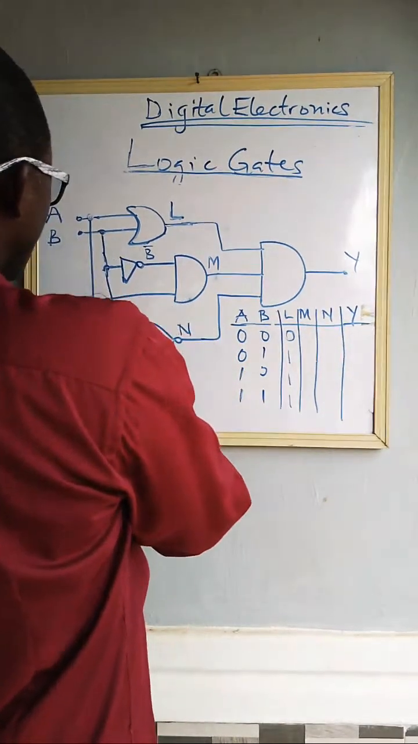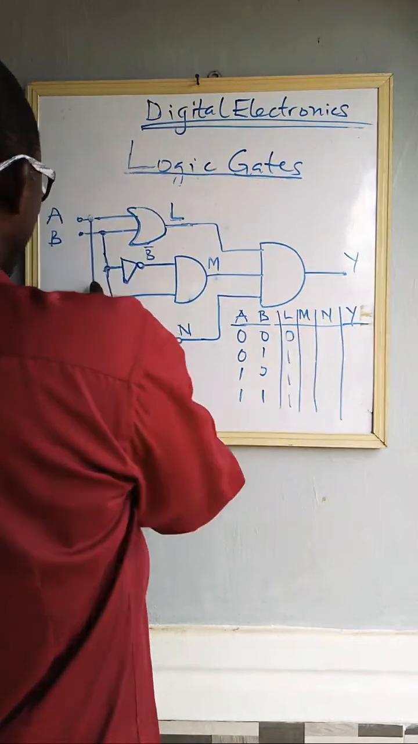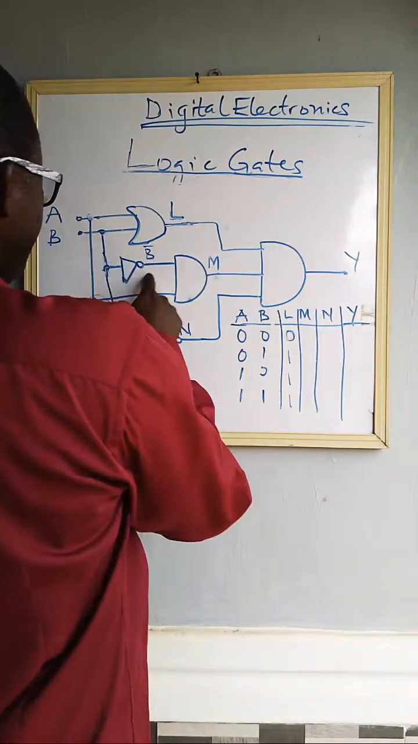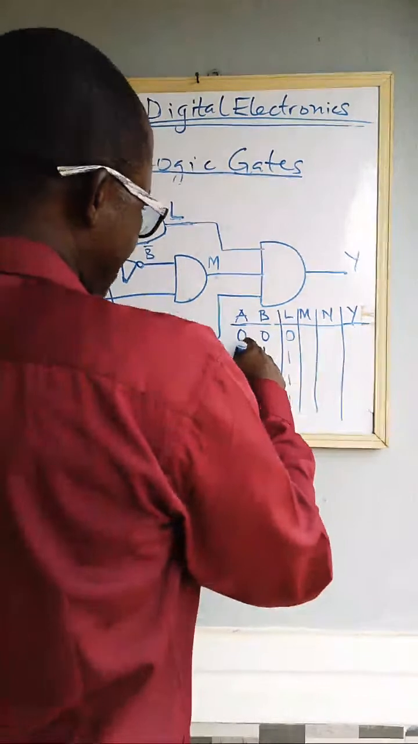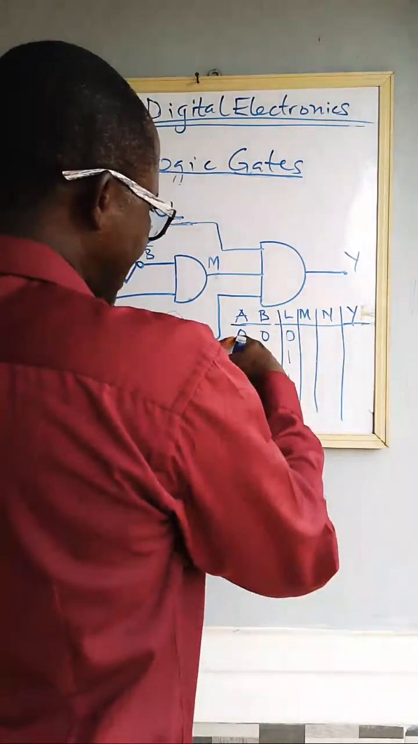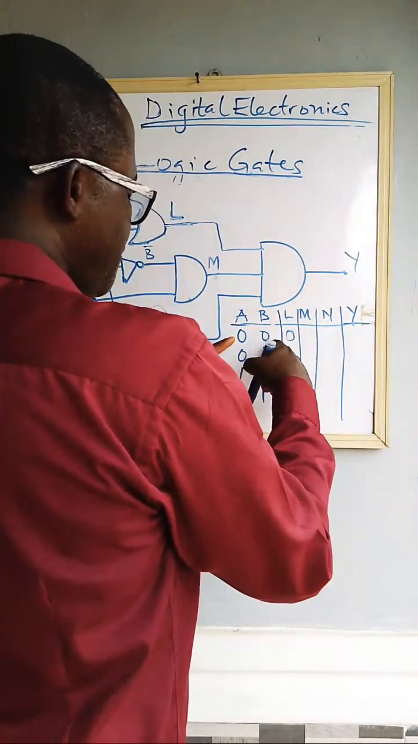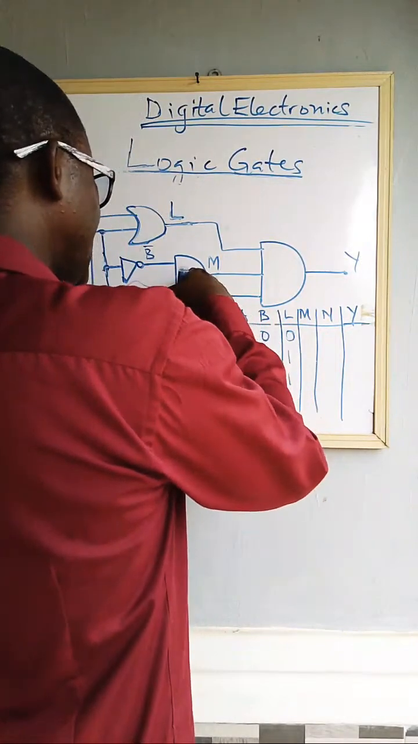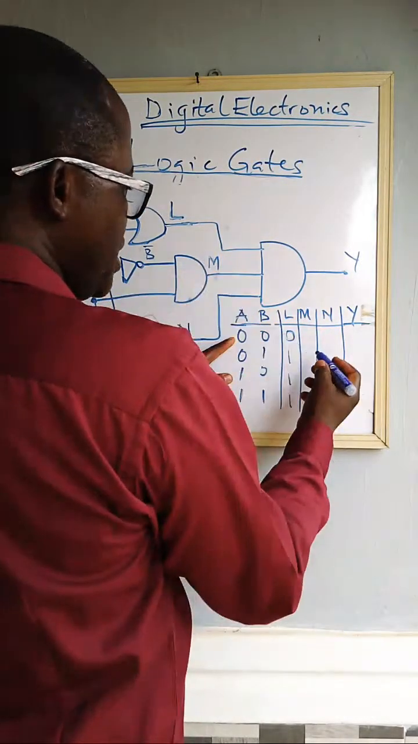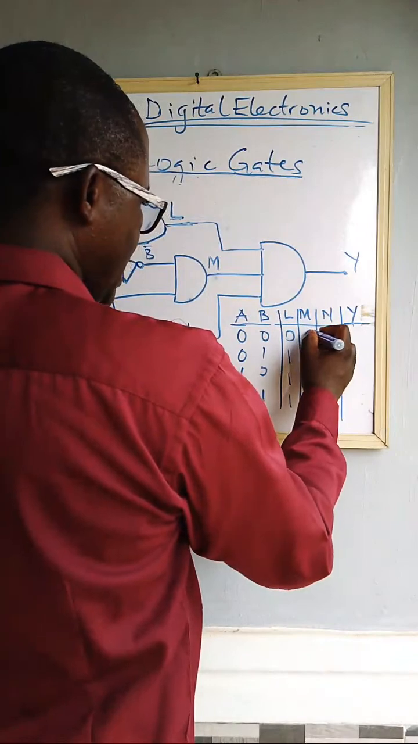Inputs A and B bar. So let's look at it. A is 0. Once A is 0, even if B bar is 1, the output of this AND gate will be 0. Let's have that in mind.